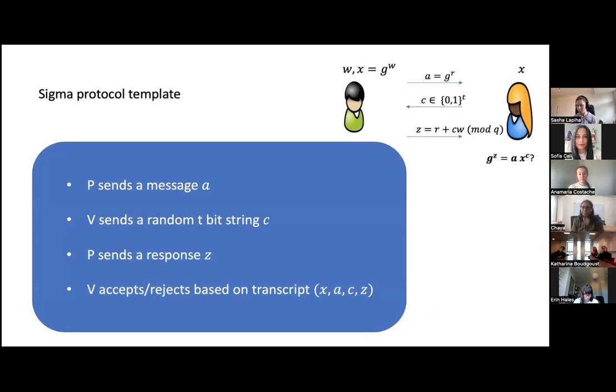So this is the template of a Sigma protocol. The prover sends a first message, the verifier sends a challenge, which is a random bit string, and the prover sends a response, and the verifier decides based on the transcript, which is the instance and the three messages of the protocol.